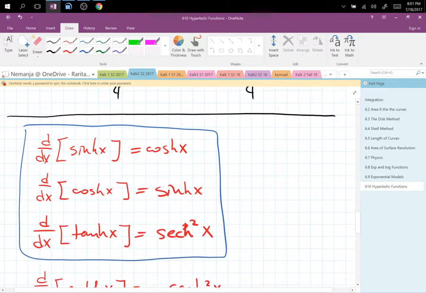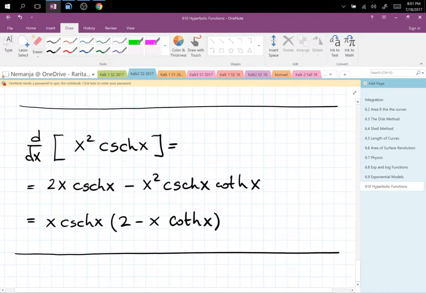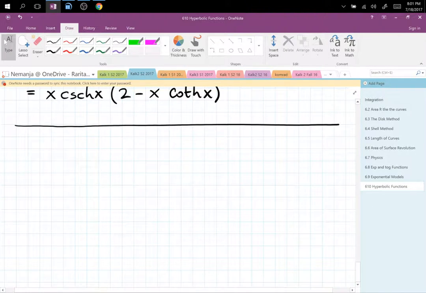Okay. Integration. Did I say derivatives here? No, I just started talking. Oh. So integrals are going to be the same formulas read backwards. So what is the integral of sine hyperbolic x dx?